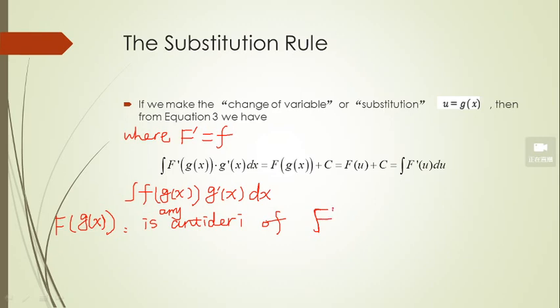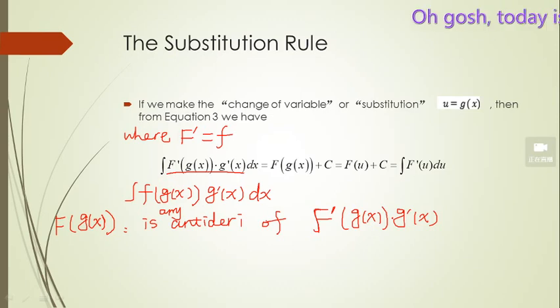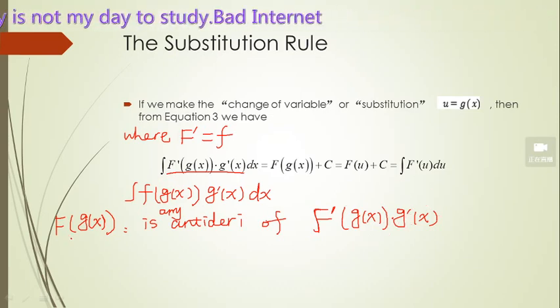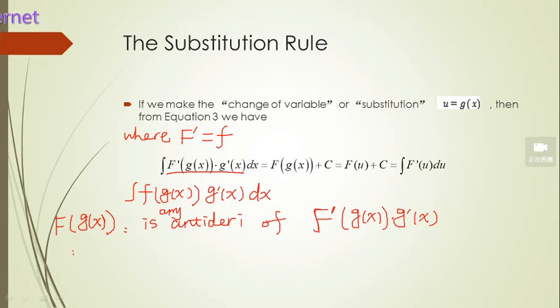You can write big F(g(x)) with the integrand g times g prime x. This is the integrand in the indefinite integral. So here, the big F(g(x)) is any antiderivative of this f prime, where f prime applies on g(x) as the independent variable, times g prime, okay? So why? Let's check it.